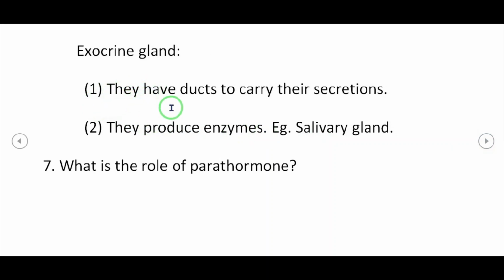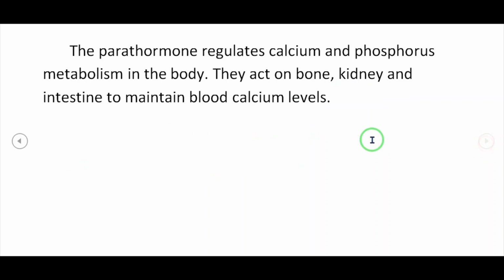Exocrine glands have ducts to carry their secretions. They produce enzymes. Example, salivary gland. Question number 7. What is the role of parathormone? The parathormone regulates calcium and phosphorus metabolism in the body. They act on bone, kidney and intestine to maintain blood calcium levels.